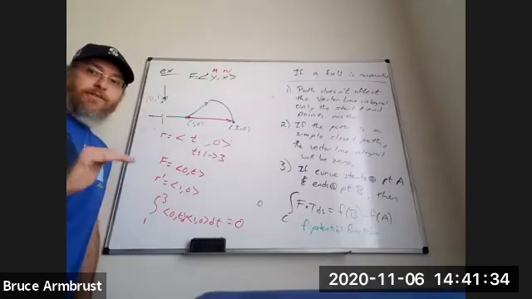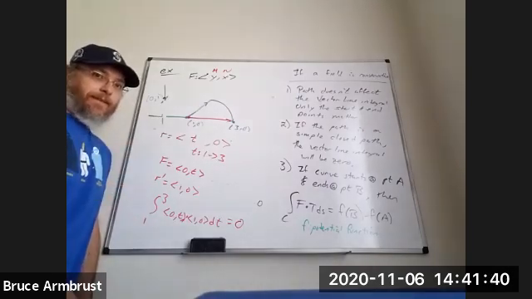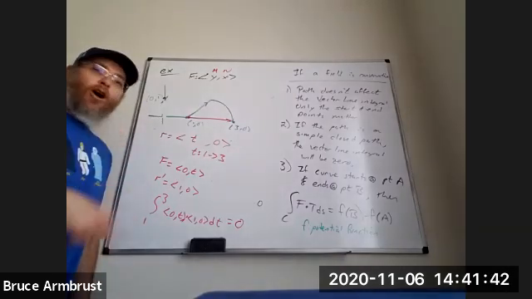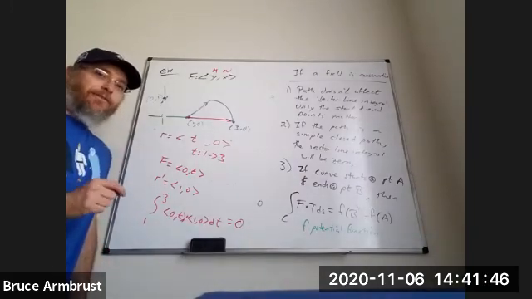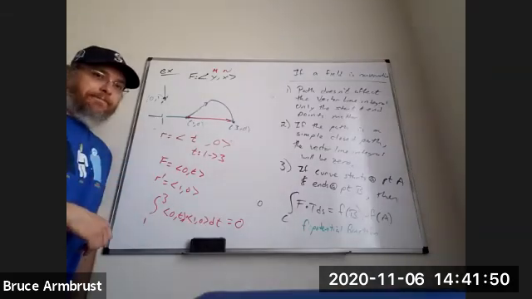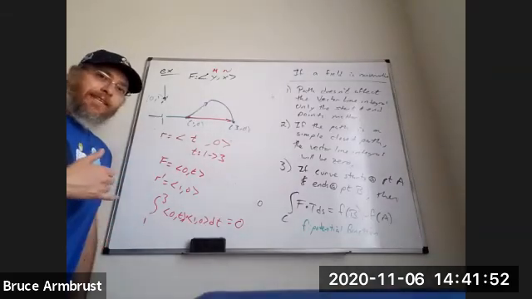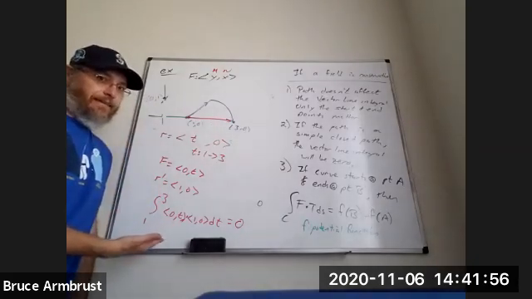So conservative vector fields are your friend. Look for them. That should be the first thing you always check anytime you're doing any kind of a line integral with a field. Is it conservative? Because if it's conservative, oh, hell yeah.